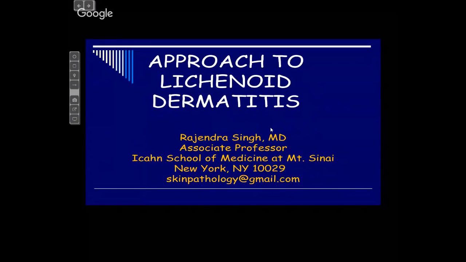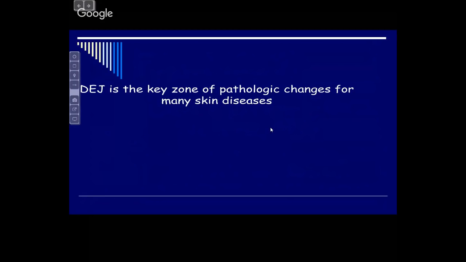Dermatopathology is a very algorithmic approach. So you always have to approach dermatopathology in a very algorithmic fashion, and that is how I always try to teach my residents. So where is the main action in a lichenoid reaction pattern? It is at the dermal epidermal junction.